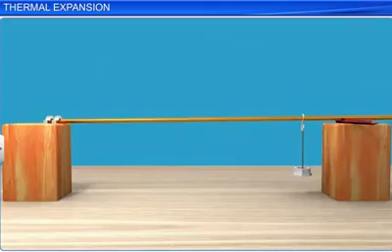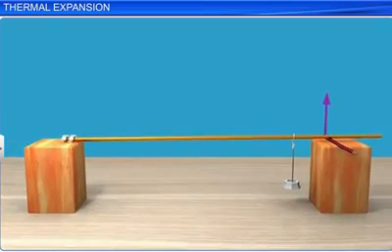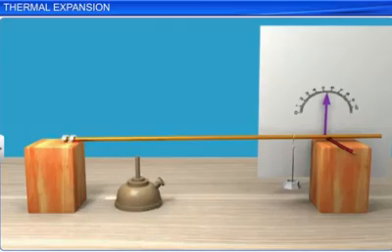Suspend a small weight or plumb from the copper rod such that the copper rod is firmly in contact with the wooden blocks. Attach a paper pointer at one end of the pencil such that the pointer can move over a circular scale as shown here. Now, place a spirit lamp between the wooden blocks, under the rod, and light it.